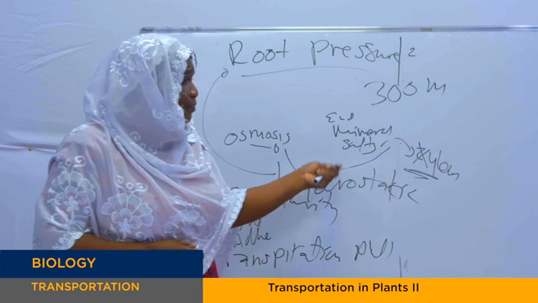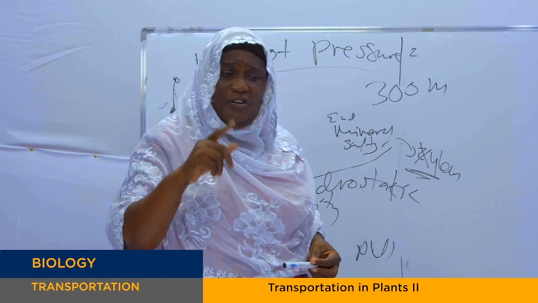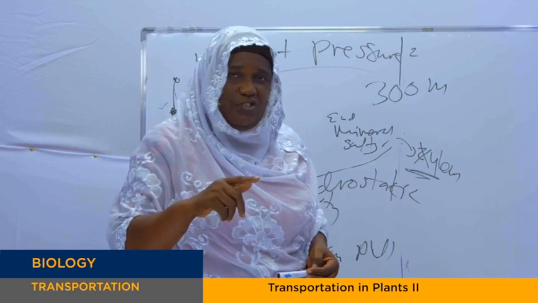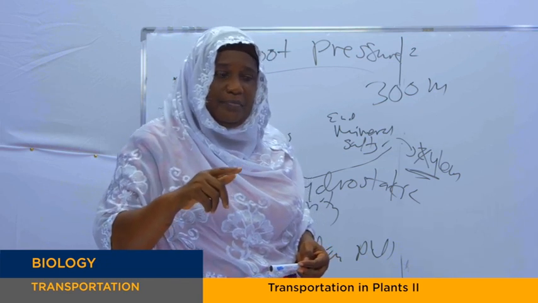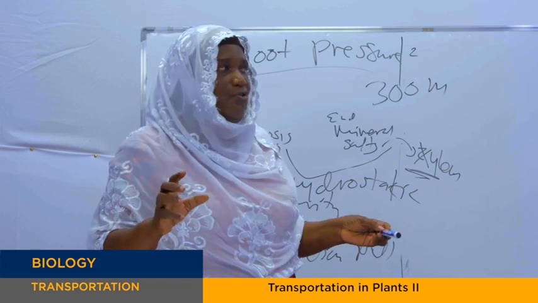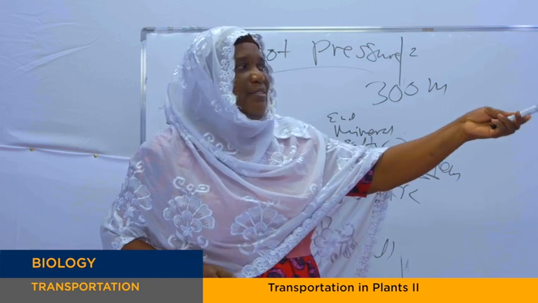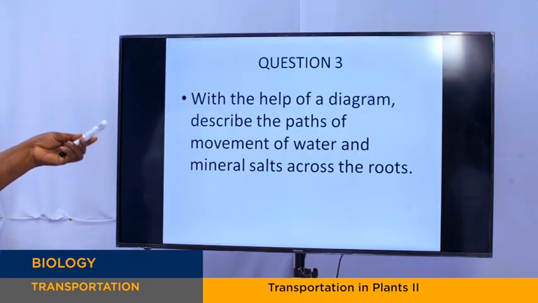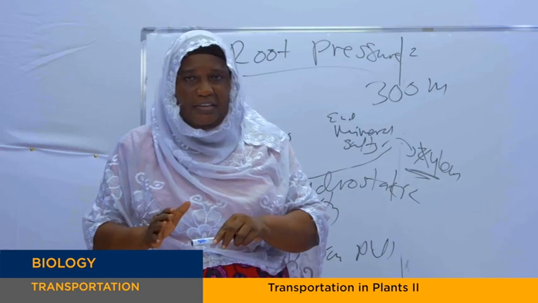As your homework, I gave you question number 3. Don't forget to do that question. Make sure that you do your work. The question says that with the help of a diagram, describe the paths of movement of water and mineral salts across the roots. Go and read.